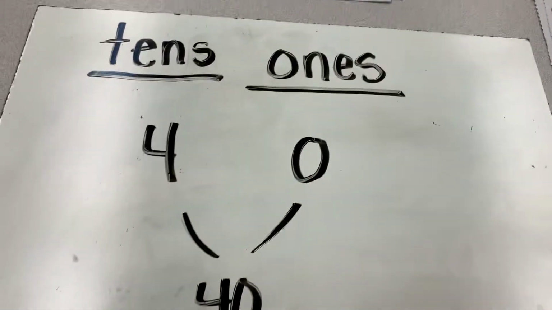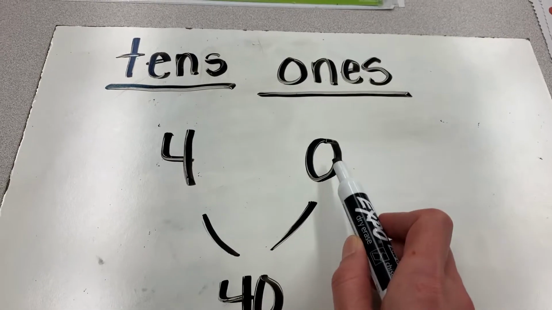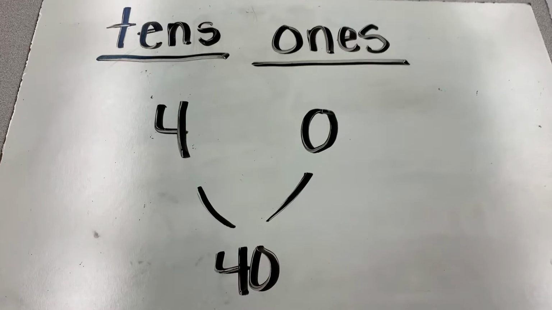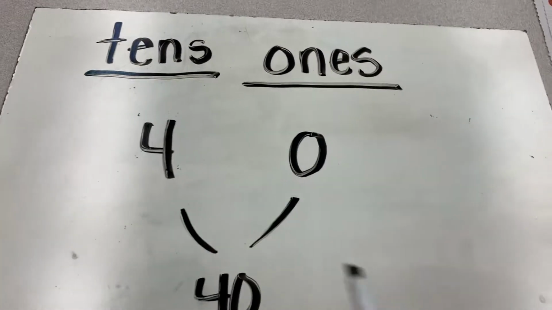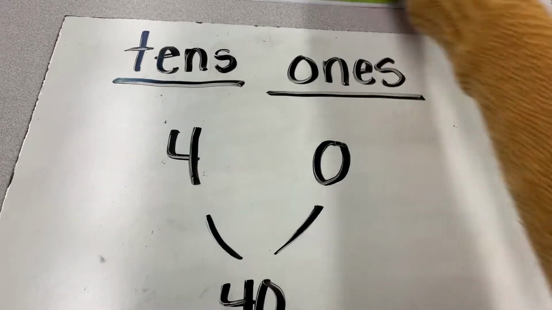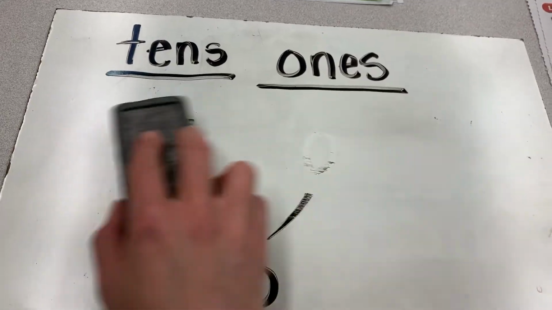Here's what I made. I have a 0 in the ones place, and I chose 4 for the tens place. And what number does that make? 40. What number did you make with a 0 in the ones place? All right, let's erase it.